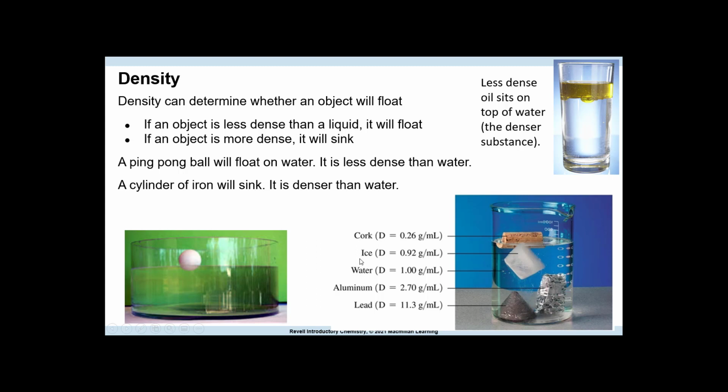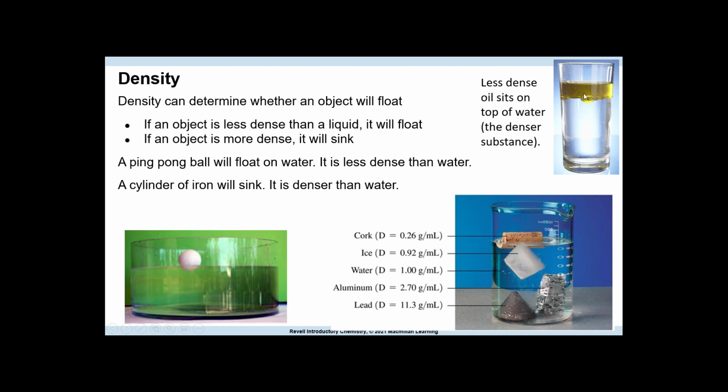Water is still ice. Ice is still water. However, it's a different structure, and because it's a different structure, it's less dense. So you see it floats in water because its value is just slightly less than 1. And that's what allows it to float. So if you see something float on water, it is less dense. If it sinks, it's denser. And if it stays in the middle, then it's somewhere around 1.00.